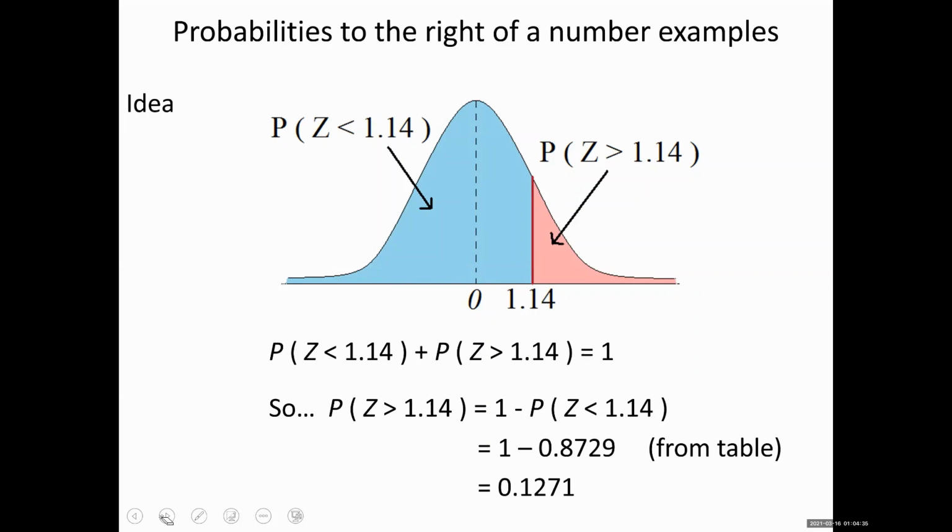So basically the red area and the blue area are complements. One of the areas is 1 minus the other one. So the red area is 1 minus the blue. Why do I go through the trouble of writing it like that? Because the blue area I can look up in the table. So how do you find the red? 1 minus the blue. That's the idea.